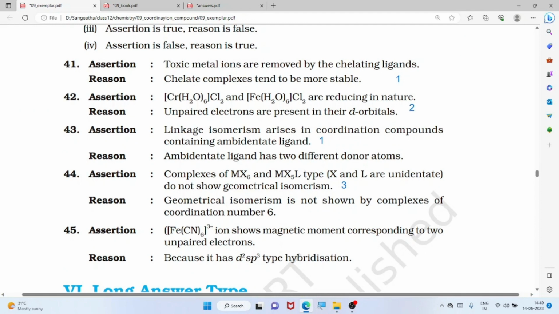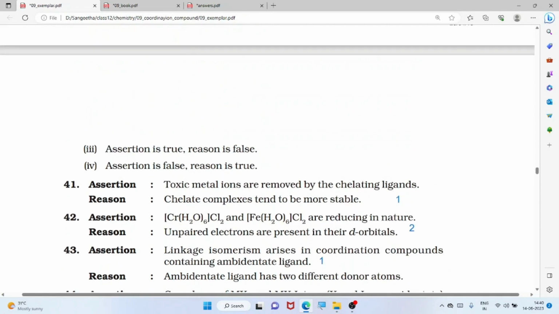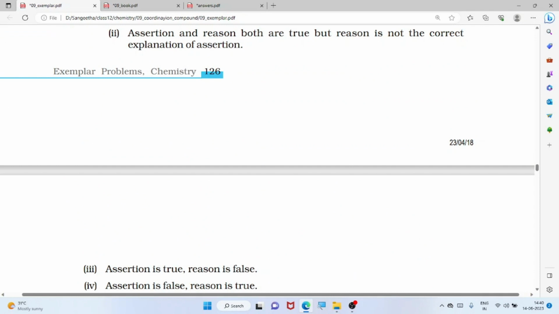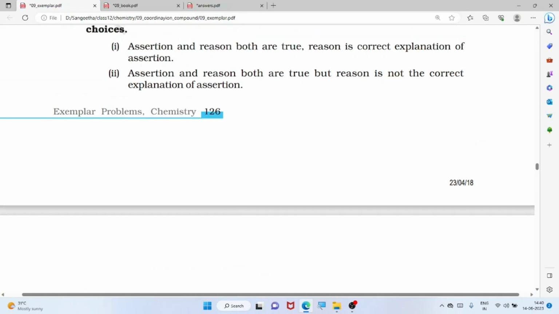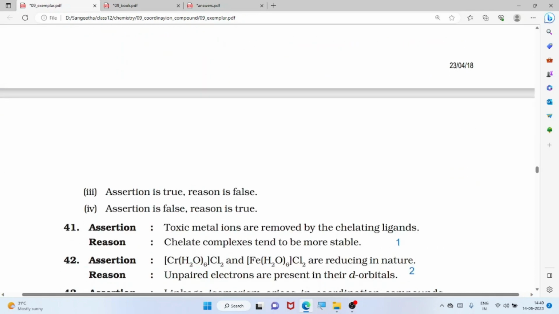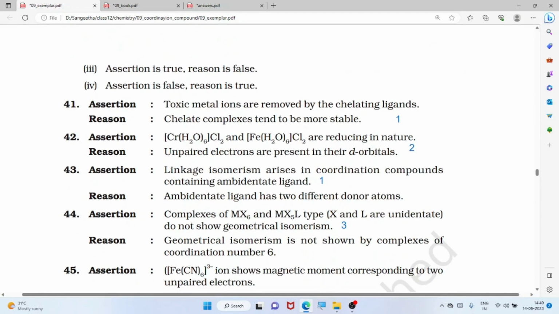Next: complexes are reducing in nature; unpaired electrons are present in the d orbitals. Option 2: assertion and reason both are true, but the reason is not the correct explanation of the assertion. Reducing nature has nothing to do with the unpaired electrons present in the d orbitals.